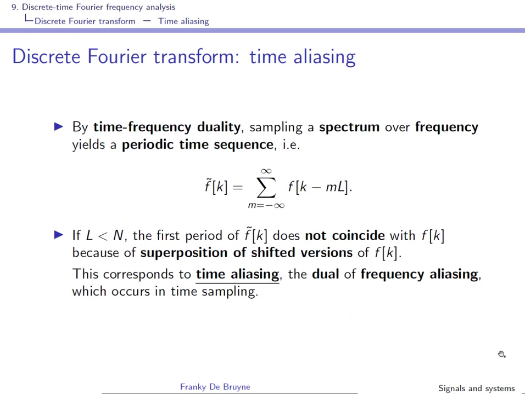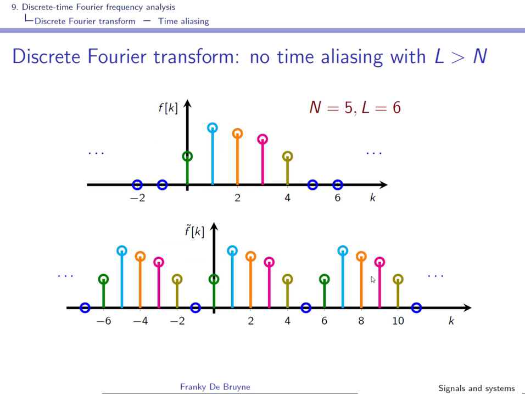As mentioned, you can have time aliasing when this periodic time sequence is produced when L is smaller than n, because there will be superposition of shifted versions of the original sequence f of k, and this is called time aliasing, and you can see it as the dual of frequency aliasing that occurs when you sample with respect to the time variable.